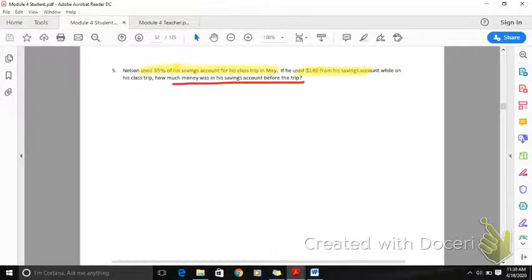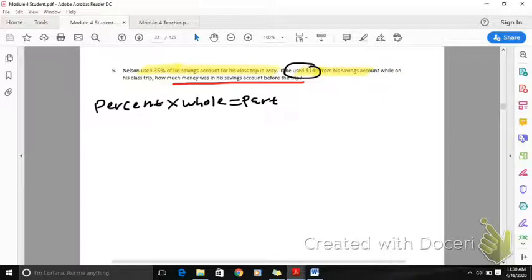So this one, we'll do the formula first. Percent times whole equals part. Percent right there is easy. He used 35%. But you look at the sentence right after, it says he used 140.